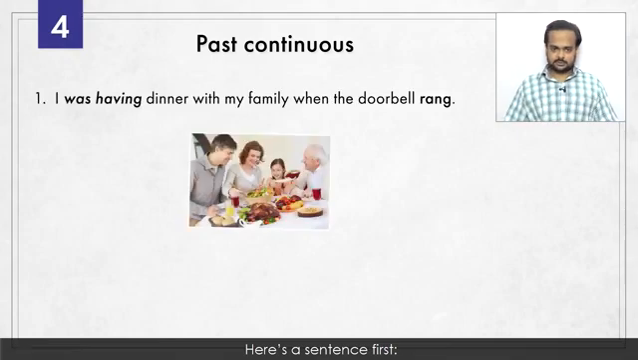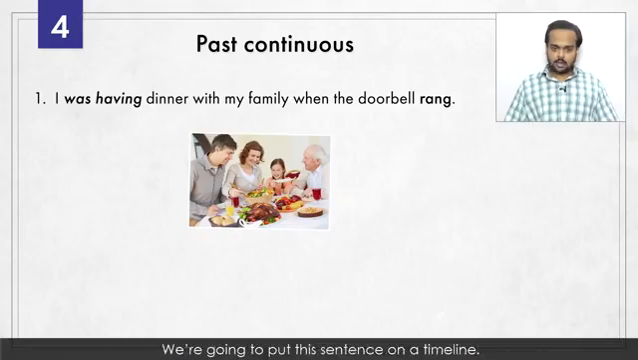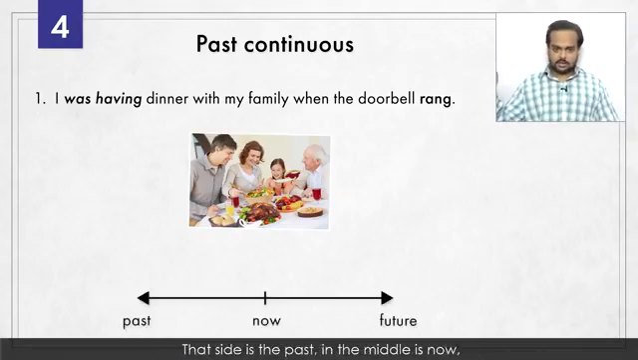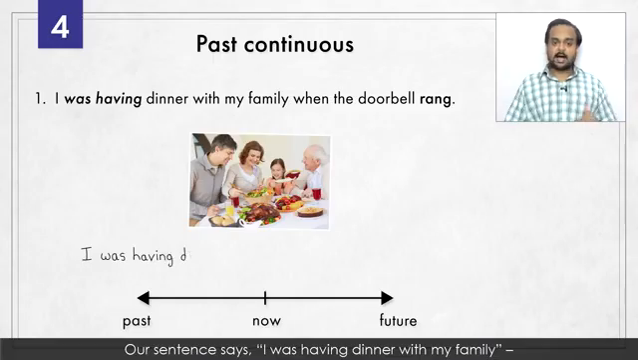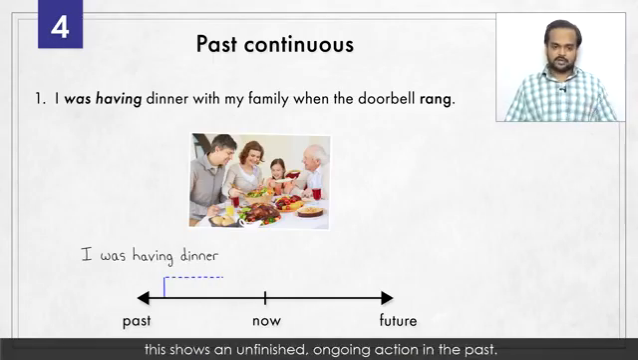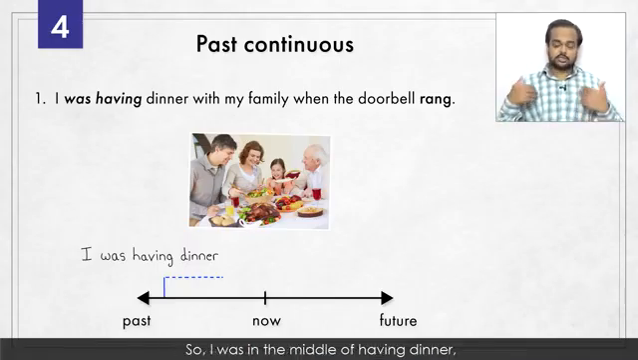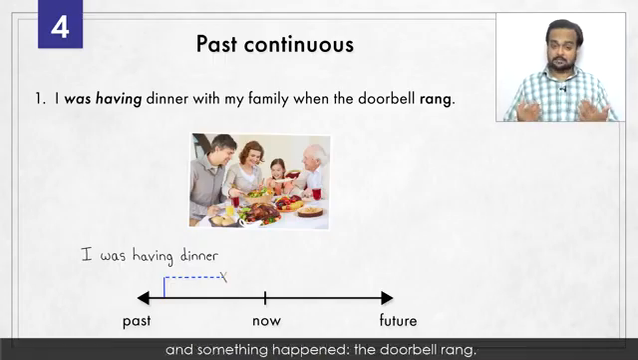Here's a sentence first. I was having dinner with my family when the doorbell rang. We're going to put this sentence on a timeline. That side is the past, in the middle is now, and over on that side is the future. Our sentence says, I was having dinner with my family. This shows an unfinished, ongoing action in the past. So, I was in the middle of having dinner and something happened.